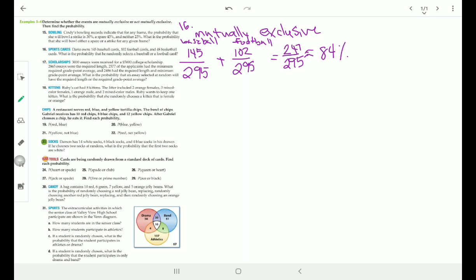So if you're finding the probability, if you want to leave it as that fraction, you can. If you want to put it as about 84%, that works as well. But that's how you would go about number 16.